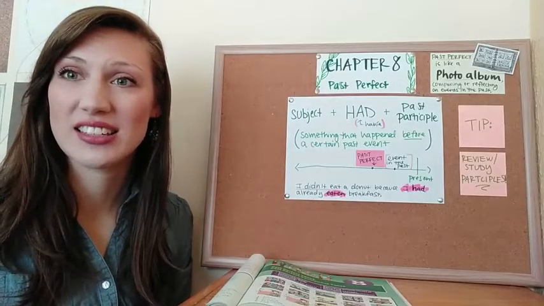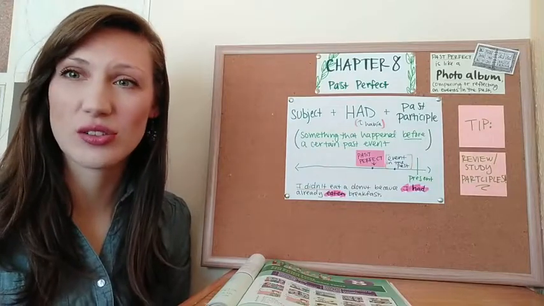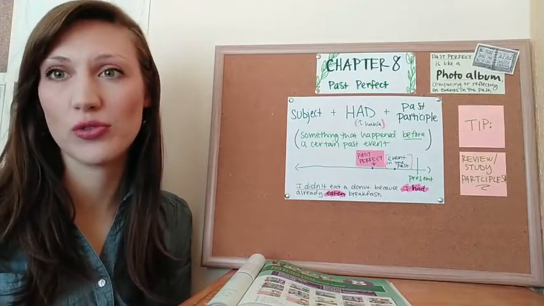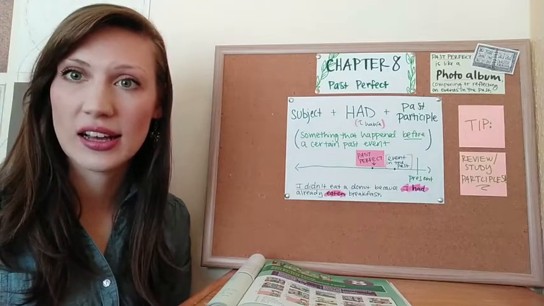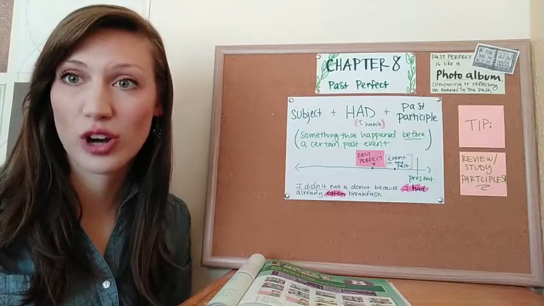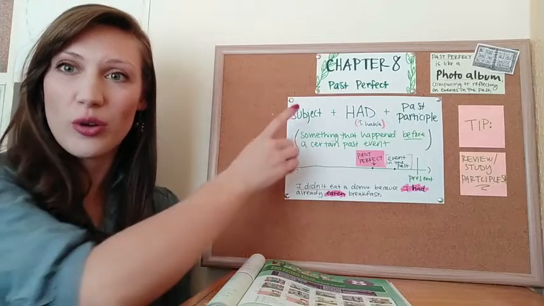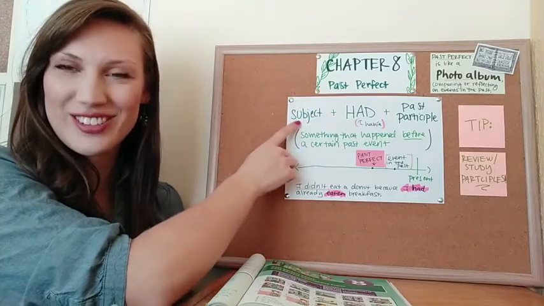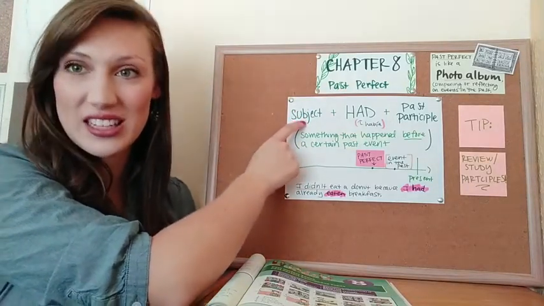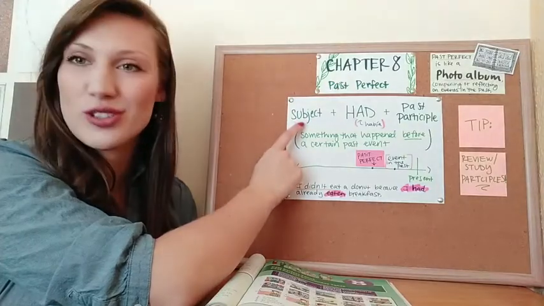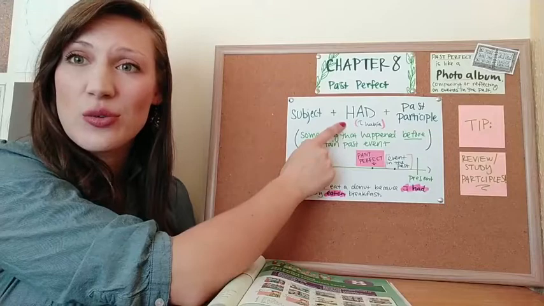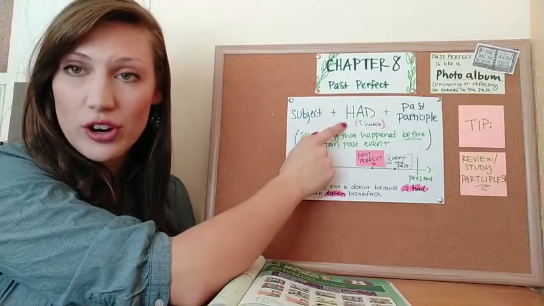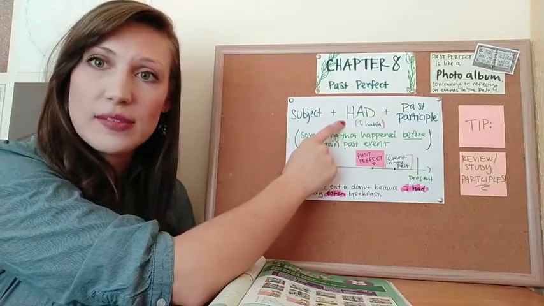Past perfect is a verb tense that we use to describe something that happened before a certain event in the past. And let's go through the structure of it first. So we always start with a subject when forming verb tenses in English. So we have to start with our subject. Next we have had, which is our auxiliary verb for this verb tense.